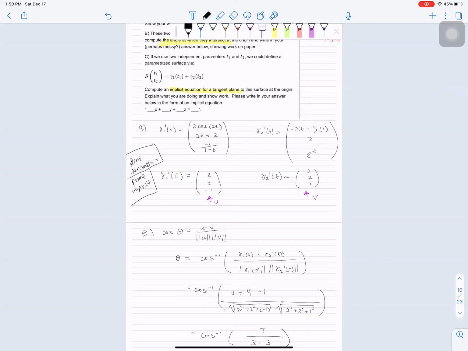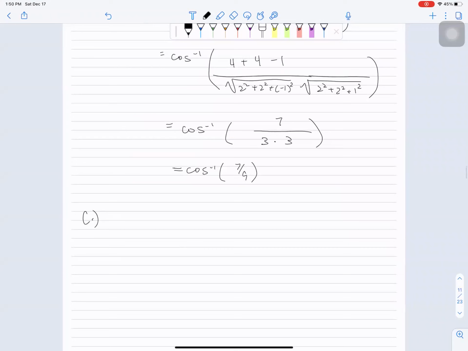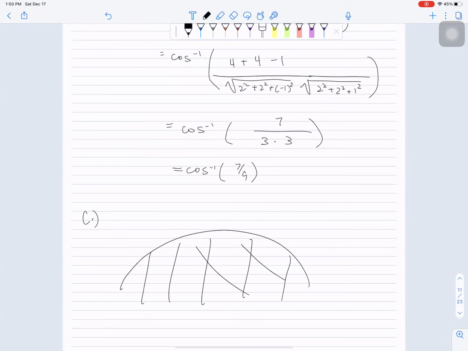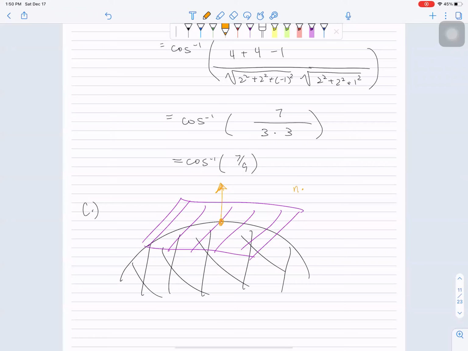How do you write an equation of a plane? Part C. I have some curved thing, and I'm trying to find the equation of this purple plane here. What are the things I need? I need a normal vector. So I need this orange sticking-out vector. Because to write any equation of a plane, it's always going to be the normal vector dotted with x, y, z minus your original point equals 0. That's the equation of a plane.